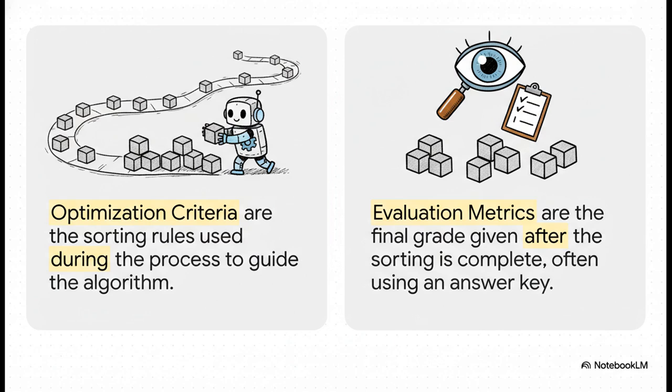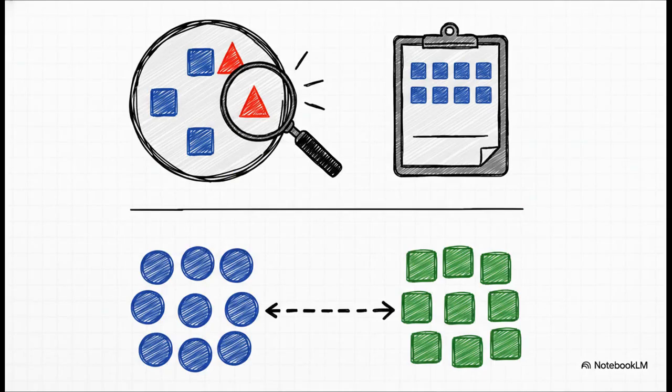Evaluation metrics, on the other hand, that's the final inspection. That's after all the sorting is done, you step back and you use a metric to grade how well the algorithm did. Sometimes you even get to use an answer key. So for example, there's a metric called purity. For this one, you need an answer key. It looks at one of your final piles and asks, okay, what percentage of these blocks actually belong together according to the real answer?